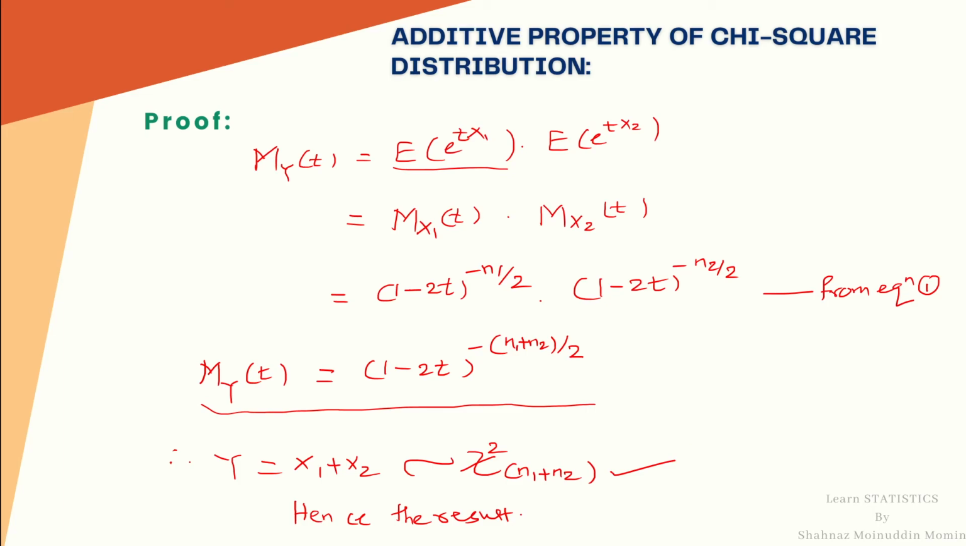So, if x1 and x2 are two independent chi-square variates with n1 and n2 degrees of freedom, and we add them, then the resulting distribution of their sum is also a chi-square with degrees of freedom n1 plus n2. This is the additive property of chi-square distribution.